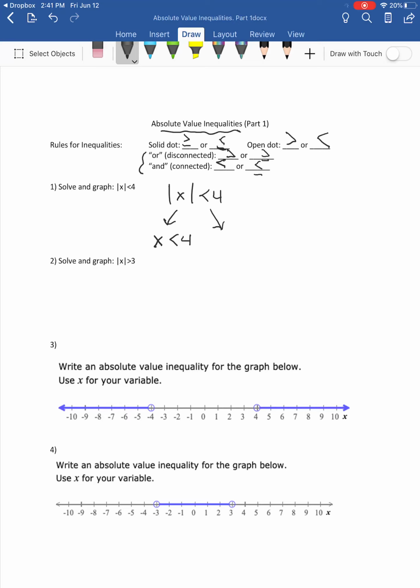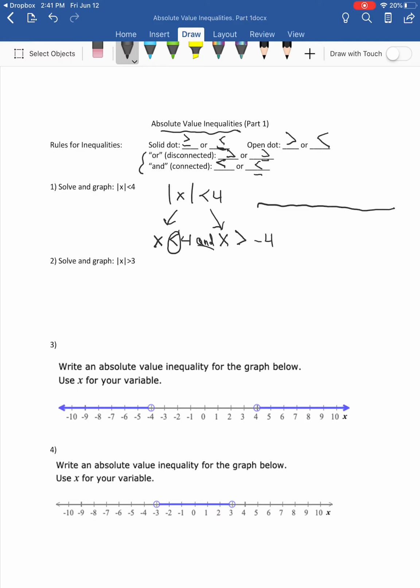In the other inequality, we're going to flip the inequality symbol. I'm going to go from less than to greater than. And when I flip it, I have to make this a negative. Okay? And since this is a less than, it's going to be "and", connected.